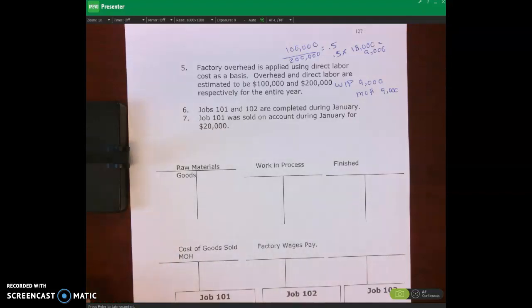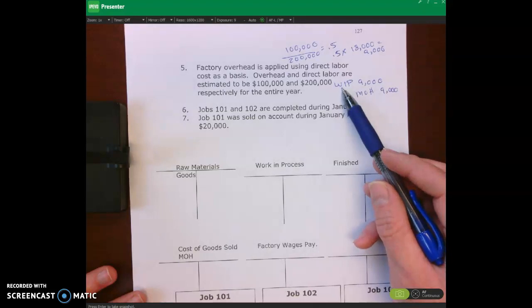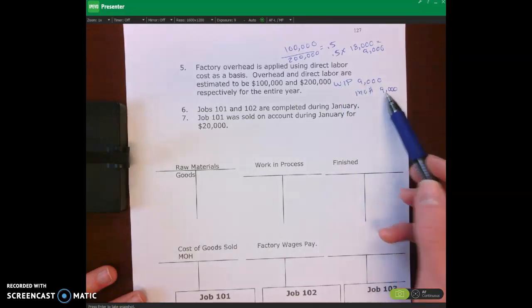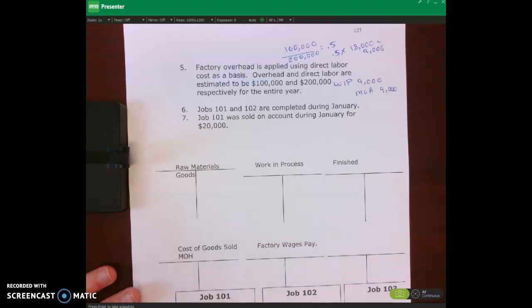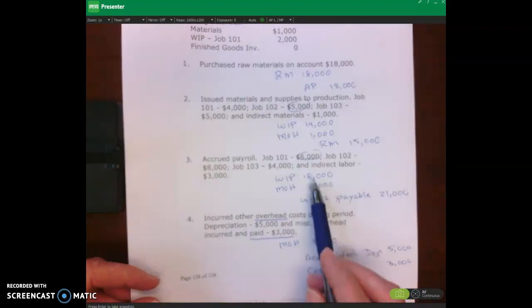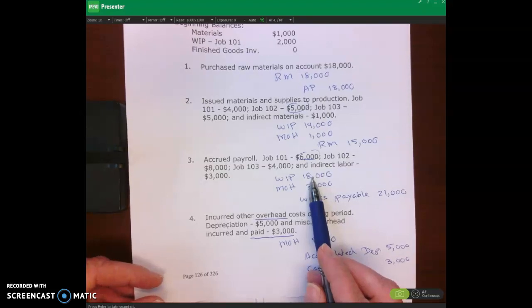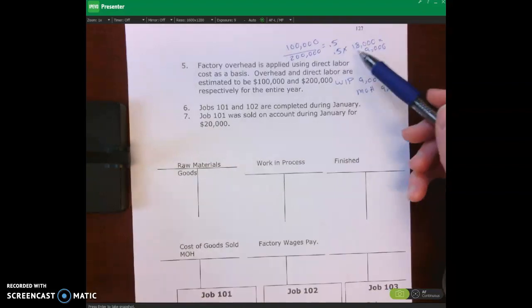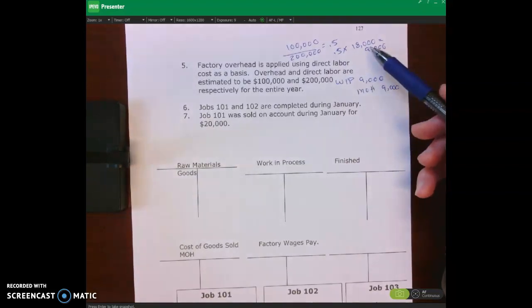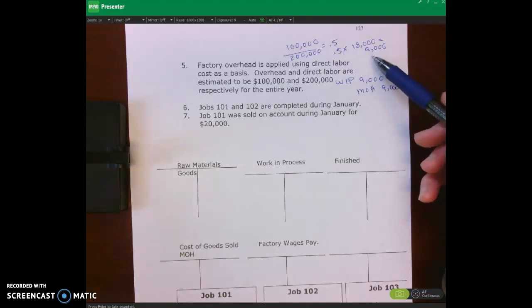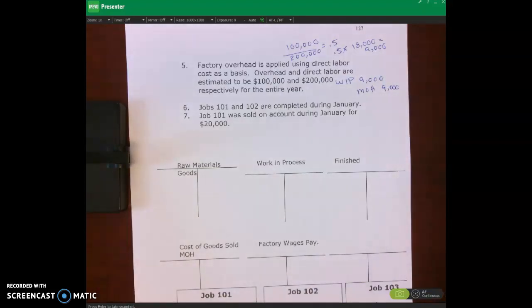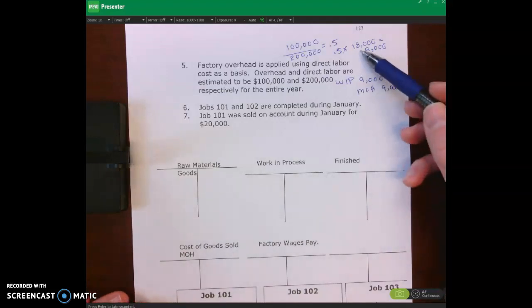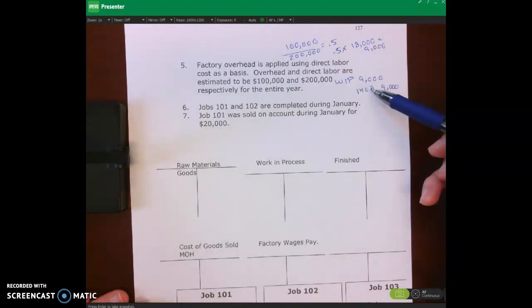Now, how did I get 9,000? The journal entry, as you can see, debit to WIP 9,000, credit overhead 9,000. How did I get 9,000? Well, how much is our direct labor? It's 18,000. What is our rate? 0.5. So remember, overhead rate times the amount of allocation base used of 18,000 gives me 9,000. That's how much overhead will be applied. Debit WIP, credit overhead. That is the journal entry to apply manufacturing overhead.